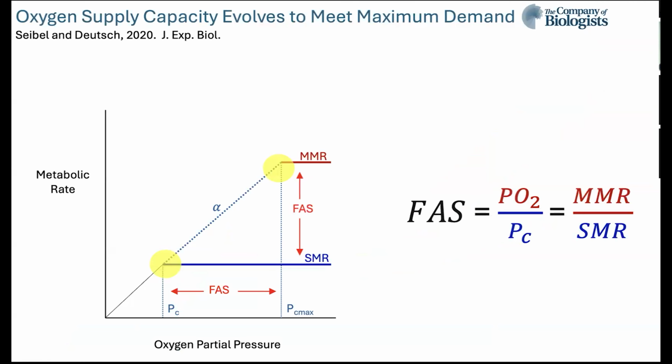You can rearrange that equation so that the factorial aerobic scope, which is maximum divided by resting, is equivalent to the oxygen partial pressure divided by the critical oxygen partial pressure. So if you have 21 kilopascals of oxygen and a critical oxygen partial pressure of 4, you have a factorial aerobic scope of about 5. And it would be equivalent measured either way.